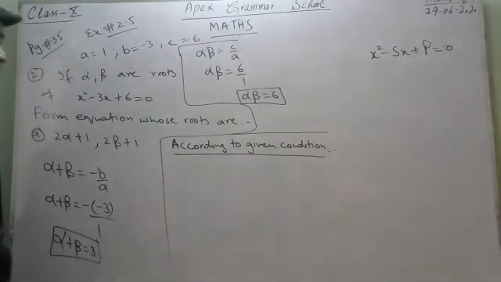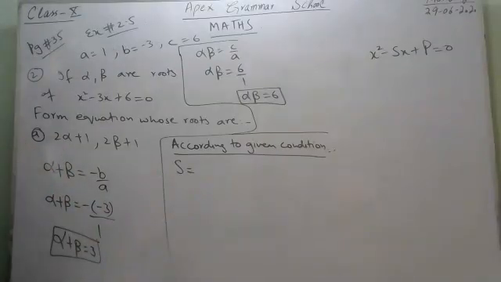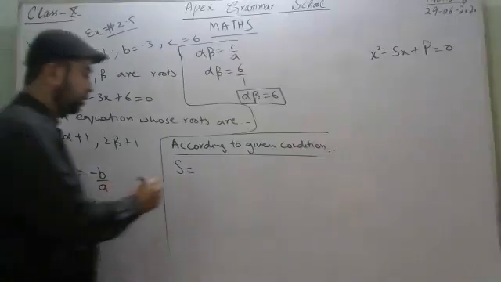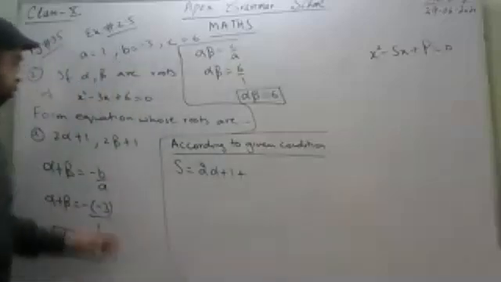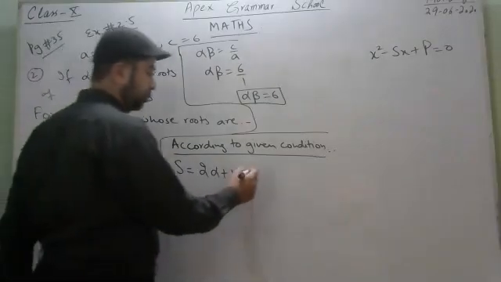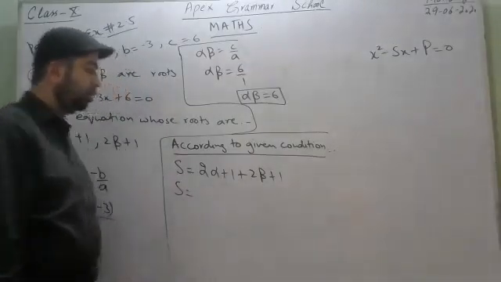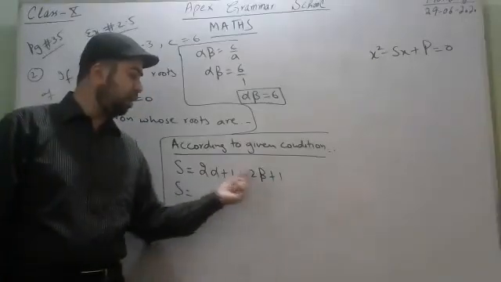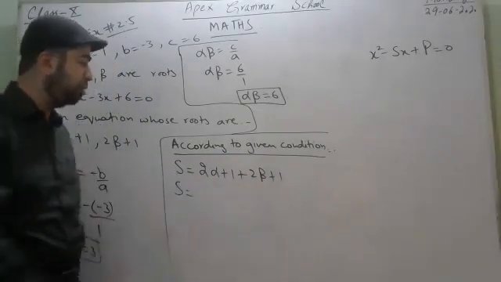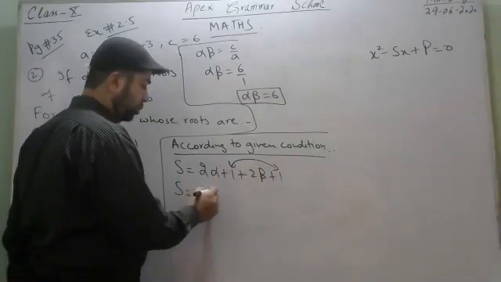Which condition is? First, we need the sum of roots. Sum means addition, so we are going to sum them: 2 alpha plus 1, plus 2 beta plus 1. Now see that in 2 alpha plus 1 plus 2 beta plus 1, 1 plus 1 makes 2.